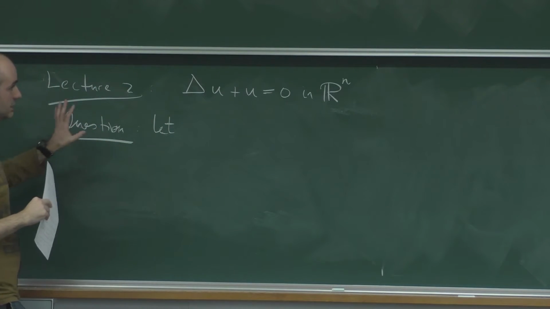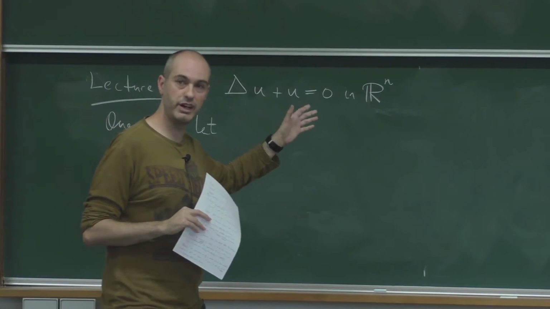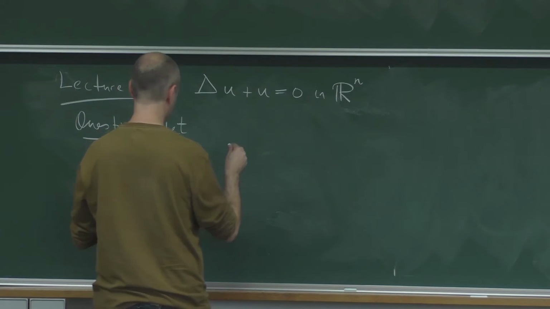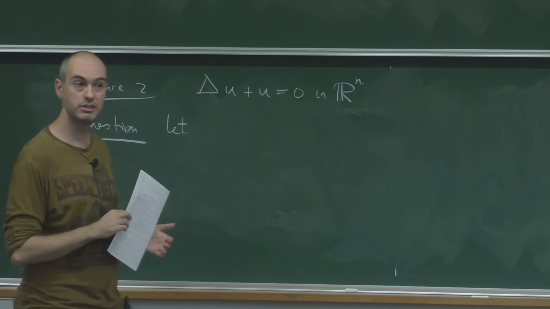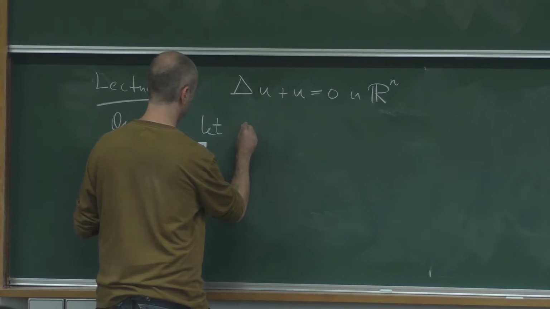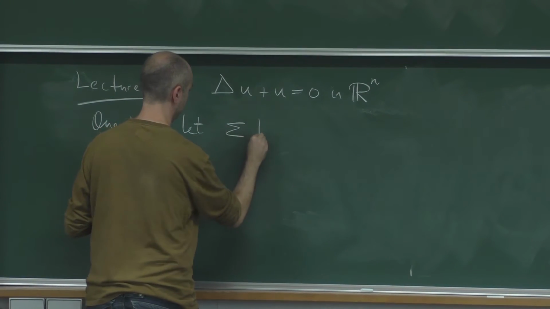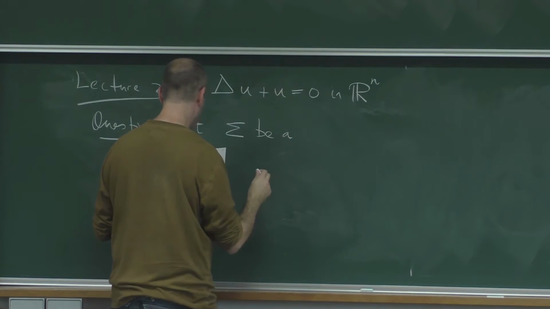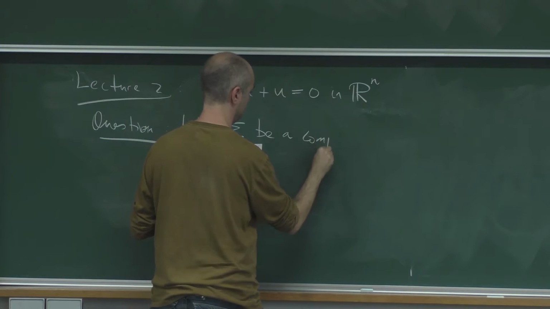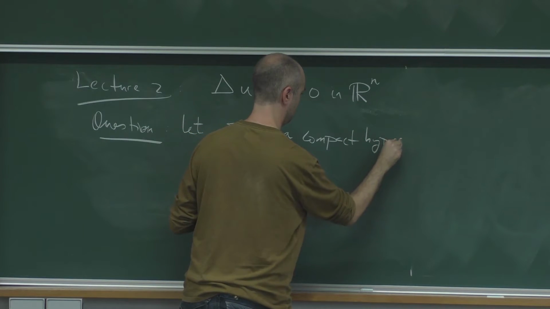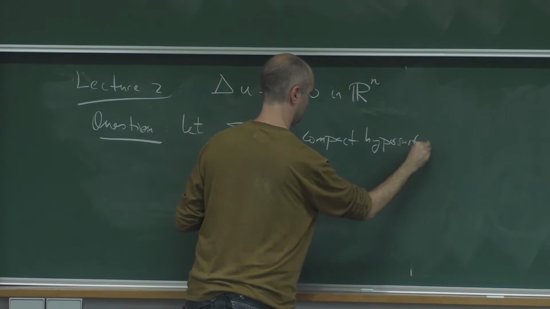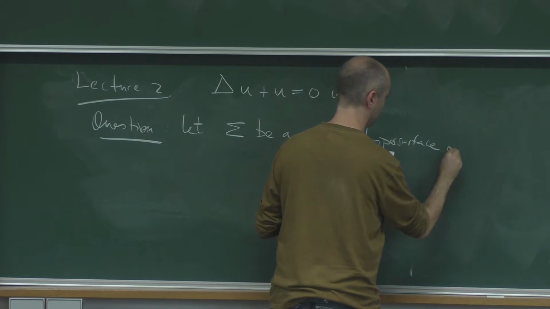Now, let's define it more precisely than before. And this will set some notation for the next lectures. So let sigma be a compact hypersurface in Euclidean space.